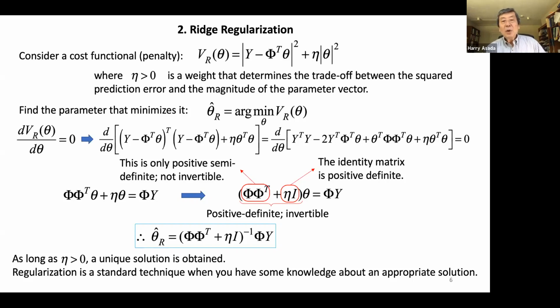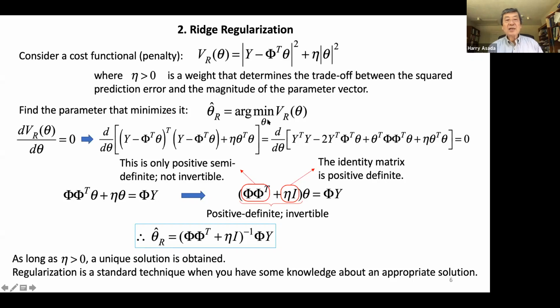Okay, but an interesting point is that we need to find the theta not only making this one small, but also this must be considered. So we make some kind of trade-off between these two requirements. Sometimes these two are conflicting with each other, but you have to take these into account. Okay, so find the parameter that minimizes this V_R of theta with respect to theta, right?